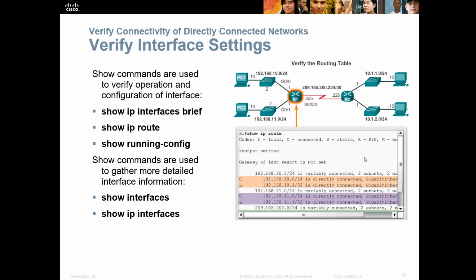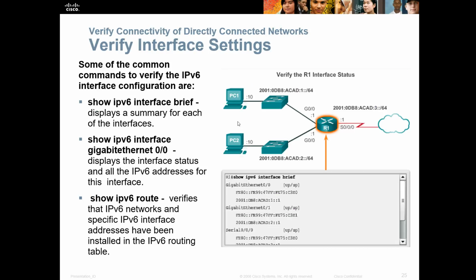How do you verify interface settings? Show IP interface brief, show IP route, show running config. Those are the big three for verifying configuration on an interface. How do you get more detailed information on an interface? Show interface, show IP interface, and that will give you more detailed information. How do you get detailed information for an IPv6 interface? Show IPv6 interface brief, show IPv6 interface, show IPv6 route. Those will list the appropriate IPv6 versions for our commands.